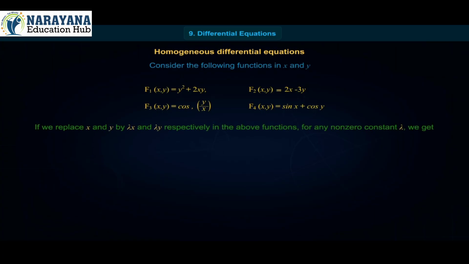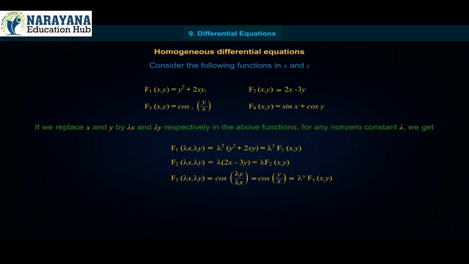If we replace x and y by lambda x and lambda y respectively in the above functions for any non-zero constant lambda, we get f1 of lambda x, lambda y is equal to lambda square into y square plus 2xy, which is equal to lambda square f1 of x, y. f2 of lambda x, lambda y is equal to lambda into 2x minus 3y, which is equal to lambda f2 of x, y. f3 of lambda x, lambda y is equal to cos lambda y upon lambda x, which is equal to cos y upon x, which is lambda raised to 0 f3 of x, y. f4 of lambda x, lambda y is equal to sin lambda x plus cos lambda y, which is not equal to lambda raised to n f4 of x, y for any n belongs to N.